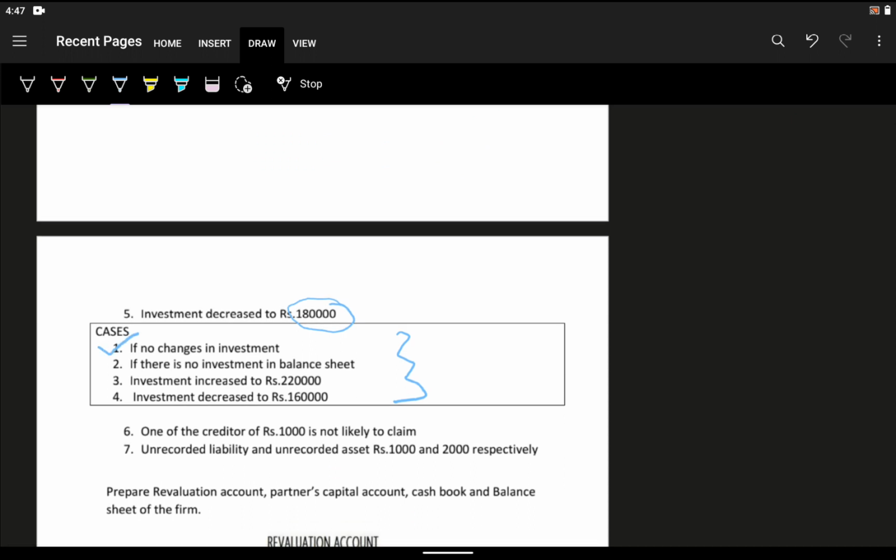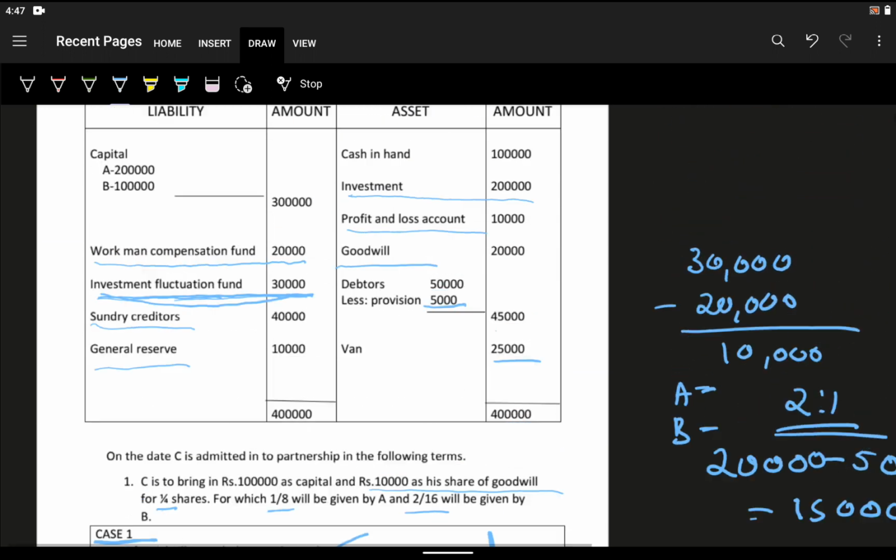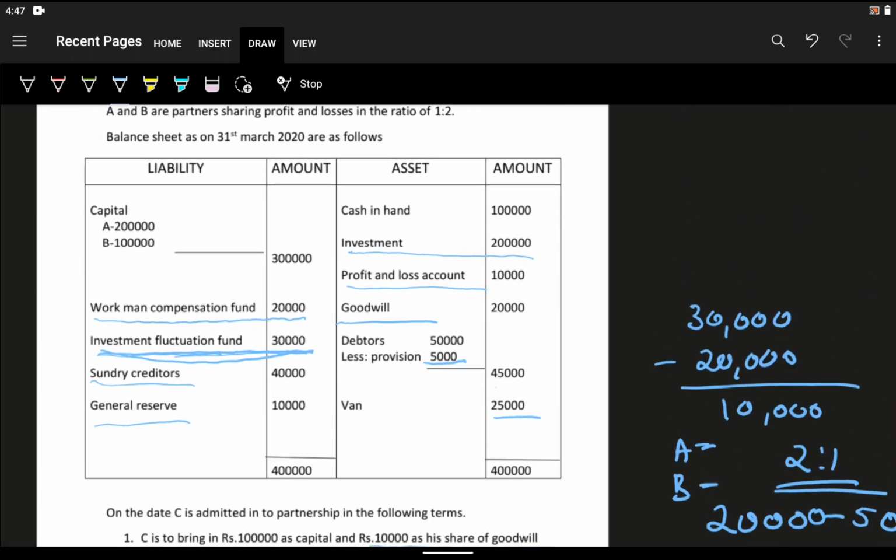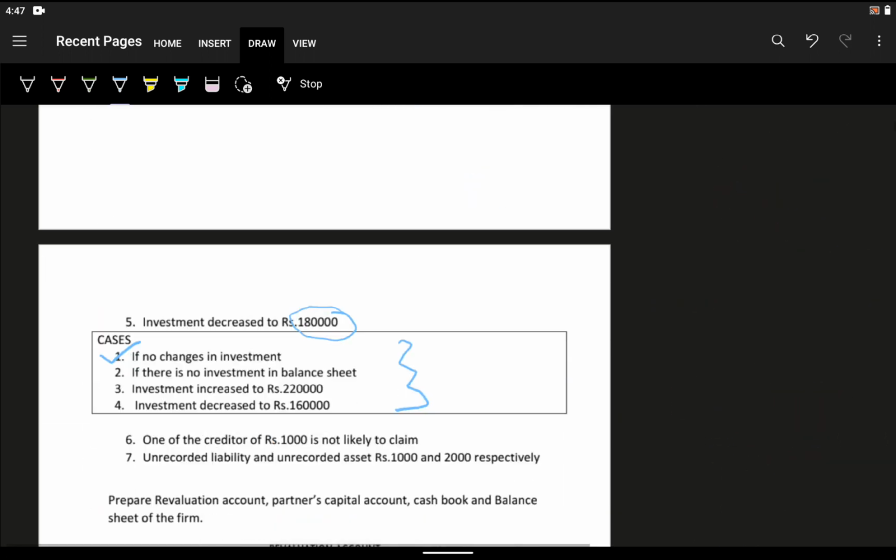What is the second case? If there is no investment in the balance sheet. Suppose in a question there is no investment and an investment fluctuation fund is there, that case is also the same as what you did before. That means the investment fluctuation fund 30,000 you can completely distribute to all the partners in their profit sharing ratio.